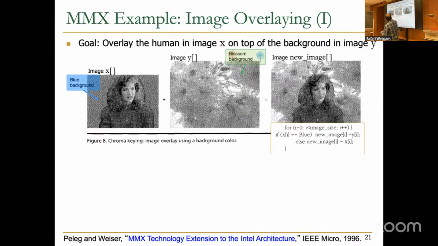So there is a lady here, and the background here is blue. And we have another image, which is a different background. Essentially, you want to put this background behind that lady, so that she has a better background. If you want to write it in C, in a scalar way, you check each pixel of this image, if it's blue or not. If it's blue, you replace it with this new image. If not, you don't do anything. And in the end, you have a picture with a different background.